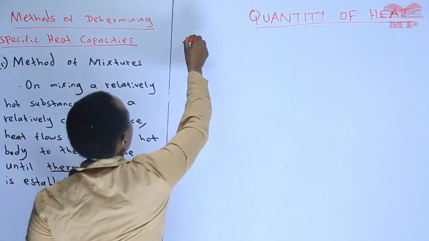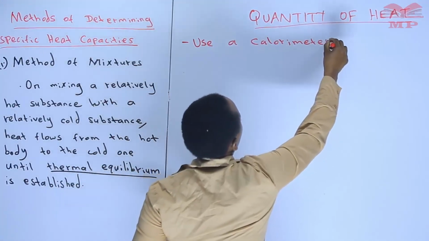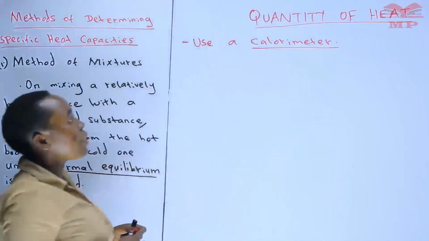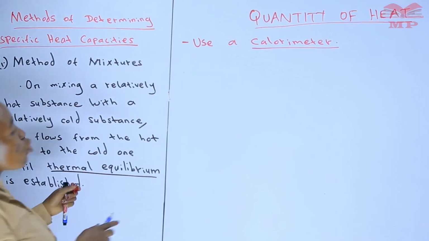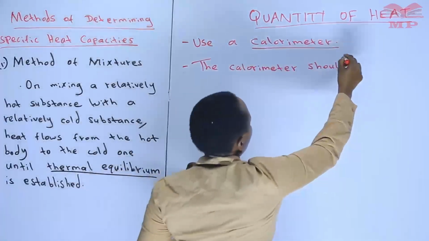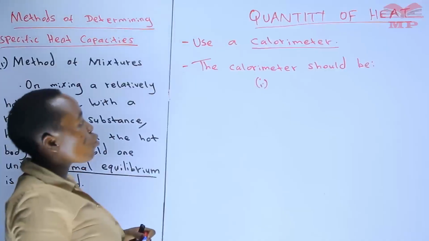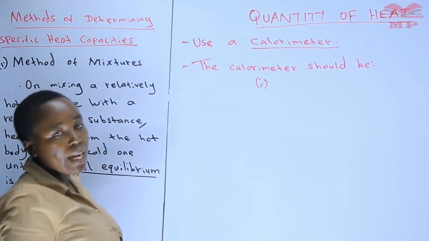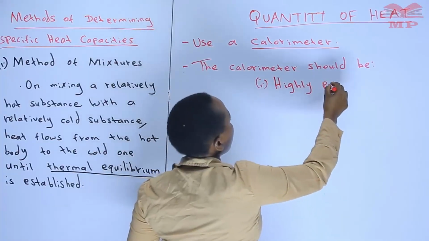In this we use a calorimeter. The calorimeter is used in the method of mixtures in the determination of the specific heat capacity. Now, we need to know the following about the calorimeter. Number one, that instrument that we are using, which we are going to have a diagram for, should be highly polished.